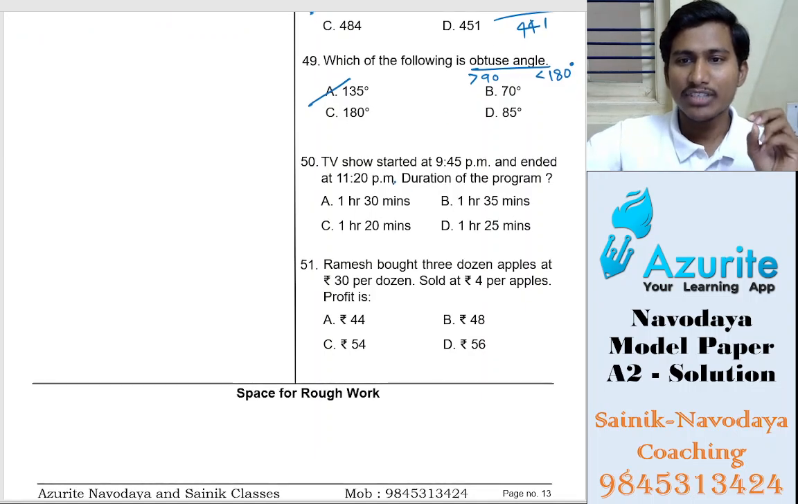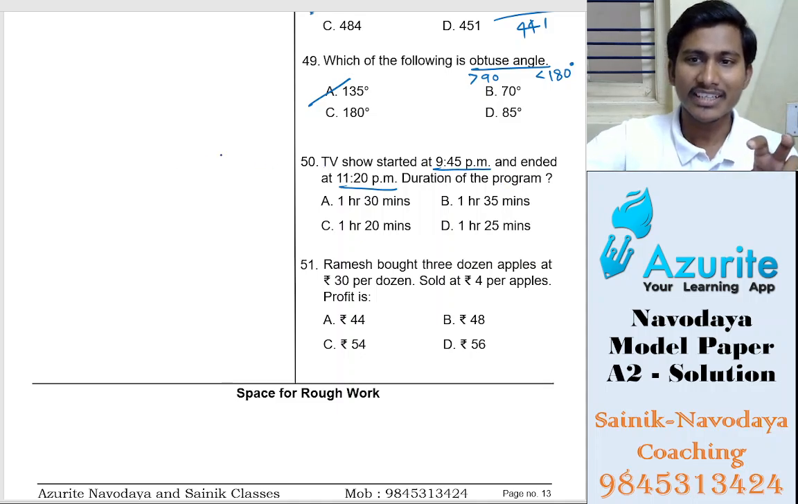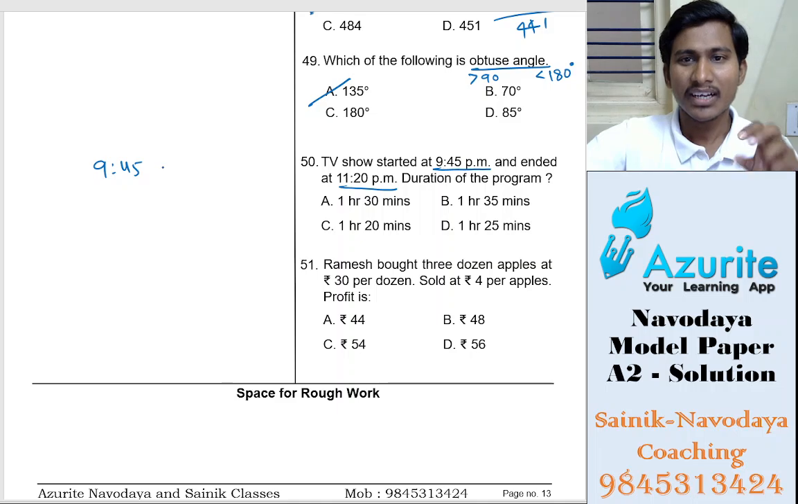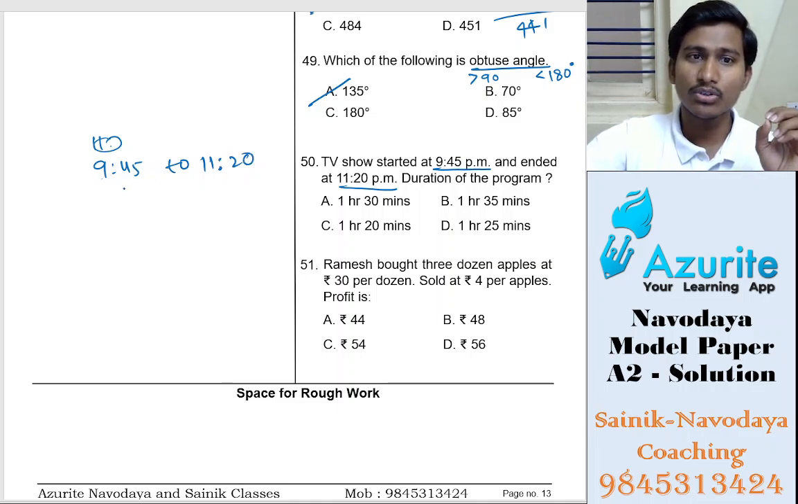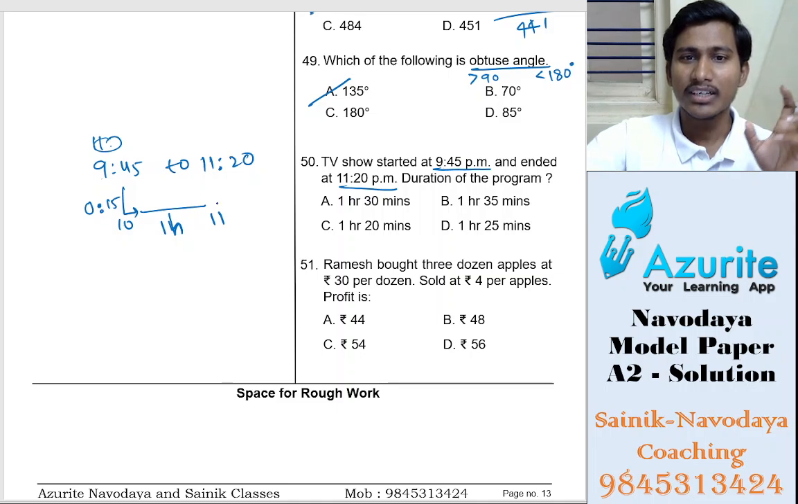A TV show started at 9:45 p.m. and ended at 11:20 p.m. What is the duration of the program? So it started at 9:45 p.m. and ended at 11:20. From 9:45 to 10 o'clock is 15 minutes. From 10 to 11 o'clock is 1 hour. And from 11 to 11:20 is 20 minutes, right?